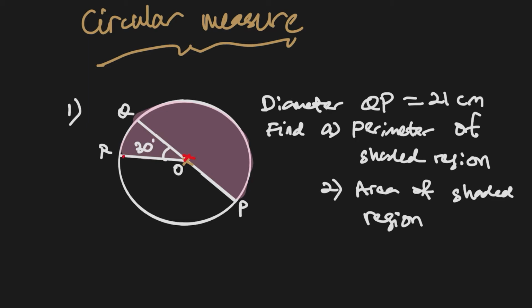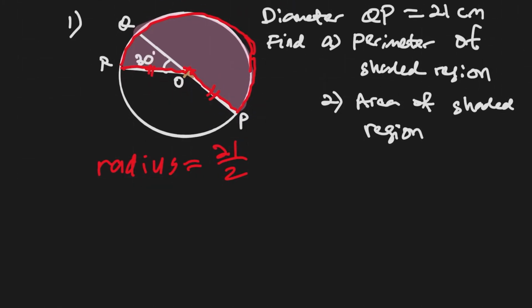We need to find all the outer lines that enclose the shaded region. Sorry, it just goes a bit off. And you can see that we actually deal with these two radius over here. And don't forget, because the diameter is 21, therefore the radius is 21 divided by 2. So we're going to find the arc of RQP. How do we find the arc of RQP?